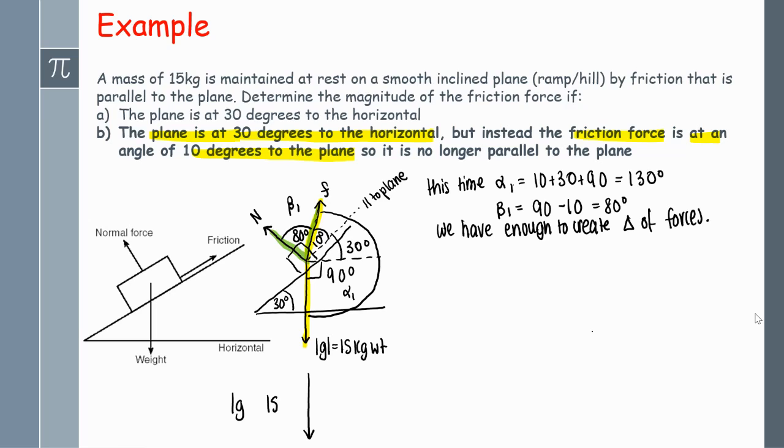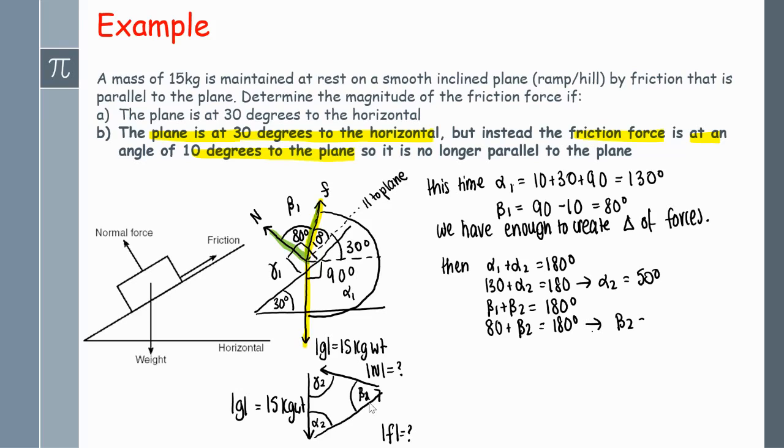I'll add the vectors in the same order I did before: gravity first, then I'll add on our friction force, and then I'll add on our normal force. Notice these are not to scale, and we are again trying to find this friction force here and its magnitude or strength. So we have the angles alpha 2, beta 2, and gamma 2 matching with the above diagram.